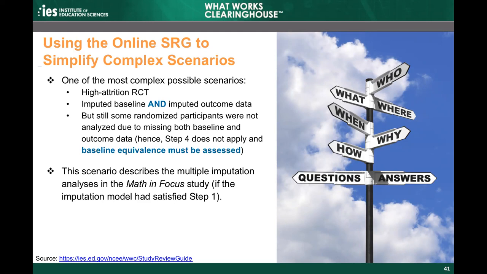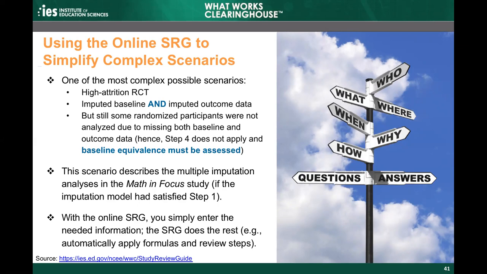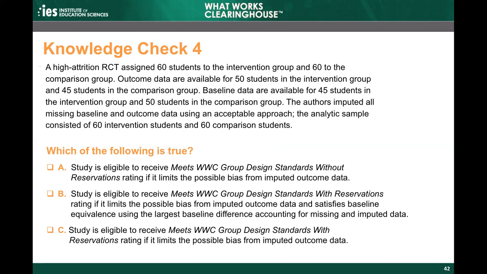This scenario would actually describe the multiple imputation analyses in the map and focus study if the imputation model had satisfied step one. But again, with the online SRG, all you need to do is simply enter in the needed information and the SRG does the rest. It automatically applies the formulas and the review steps needed to assess all these different considerations. So let's end with one last knowledge check.